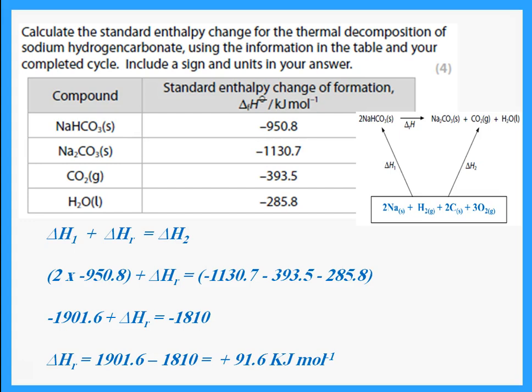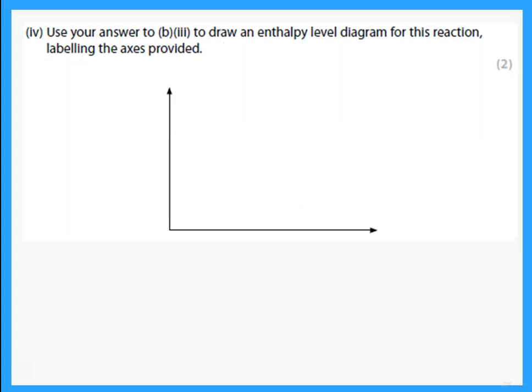The other one is the formation of sodium carbonate and carbon dioxide and water all together. So all of that is equal to that first one, and I can use this to solve for the delta H of the reaction I'm trying to get. Are we following this? Okay.